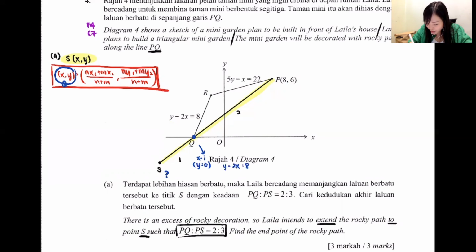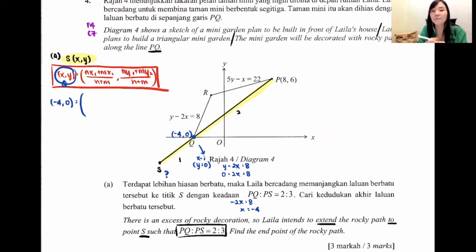So y minus 2x equals to 8. My y will be 0. 0 minus 2x will equal 8. All right, here. Negative 2x equals 8 and x will be what? Oh, negative 4. So for this coordinate, the x will be negative 4, the y will be 0. Isn't it? Now you guys know that the Q coordinate will be negative 4, 0. So Q coordinate will be negative 4, 0.